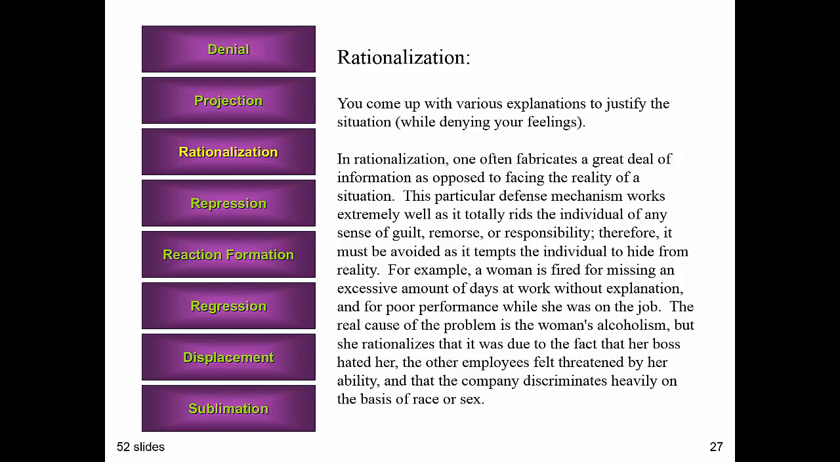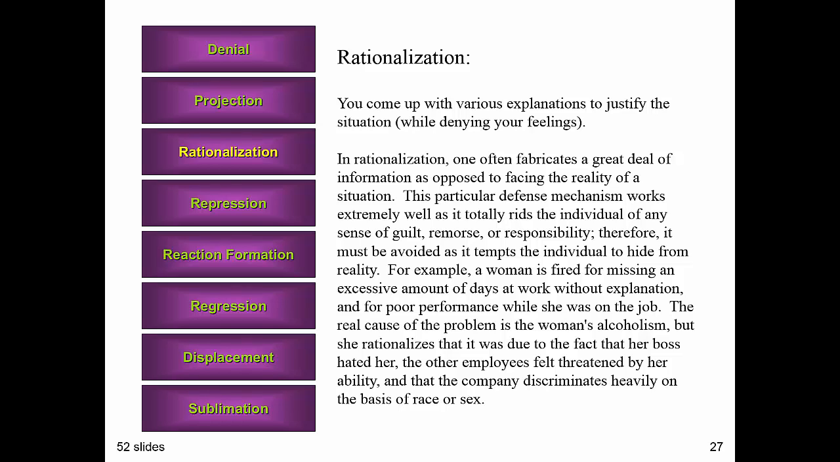In rationalization, one often fabricates a great deal of information as opposed to facing the reality of a situation. This particular defense mechanism works extremely well because it totally rids the individual of any sense of guilt, remorse, or responsibility. Therefore, it must be avoided, as it allows the individual to hide from reality.